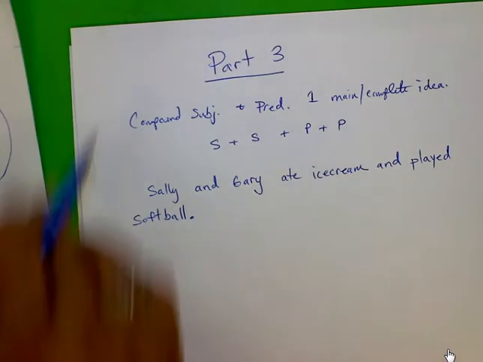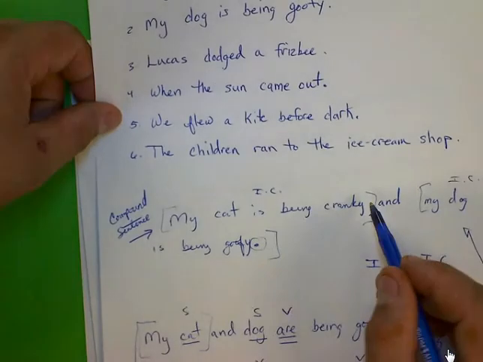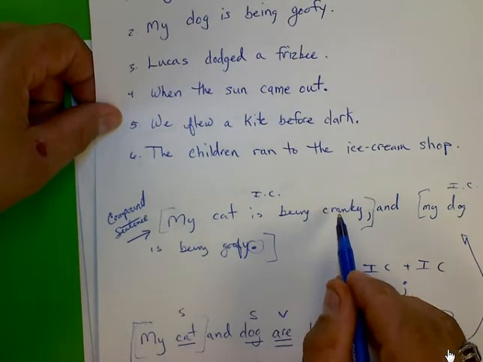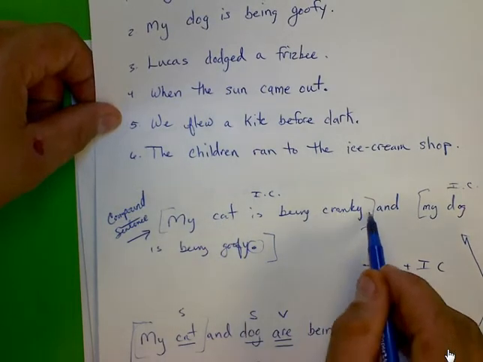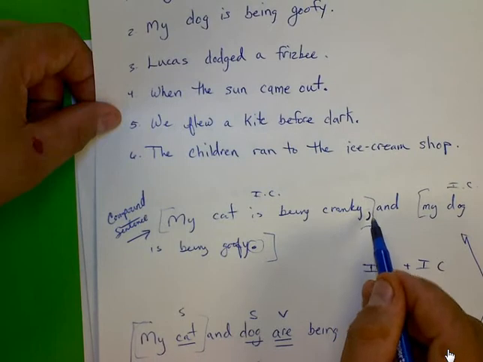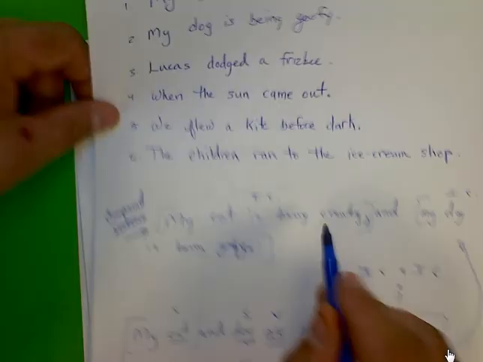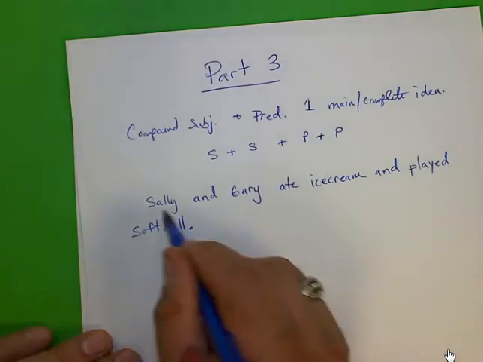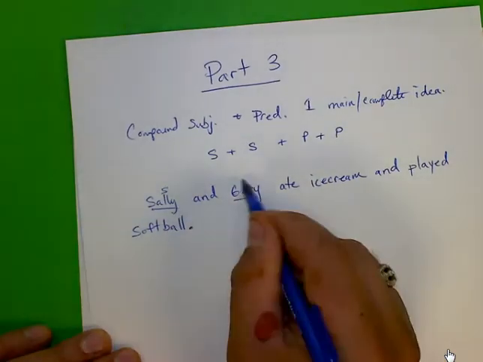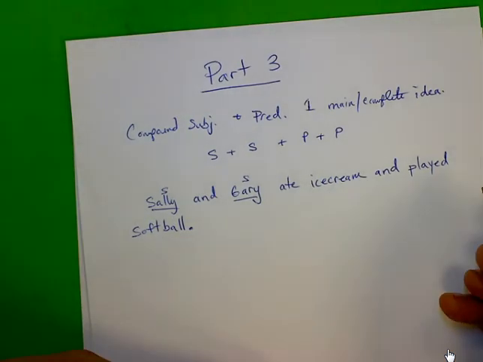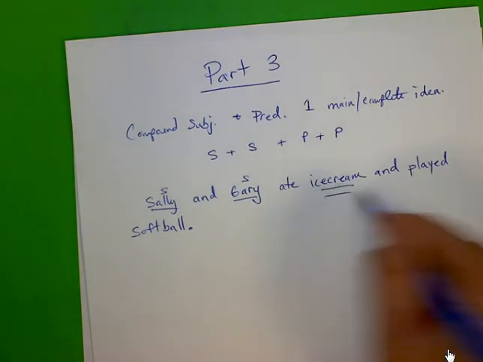If we went back to our compound sentence, remember, we had the independent clause, my cat is being cranky. That was one main idea. And the reason there's a comma here is because that's the end of that one main idea, but we're not done yet. Here, we have a subject and a subject. They're doing two separate things. They ate ice cream and played softball.